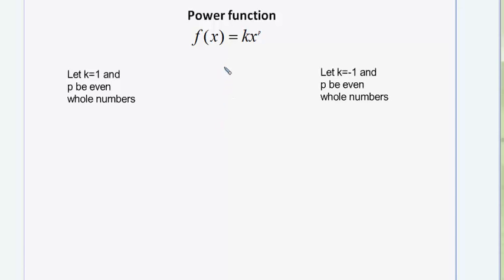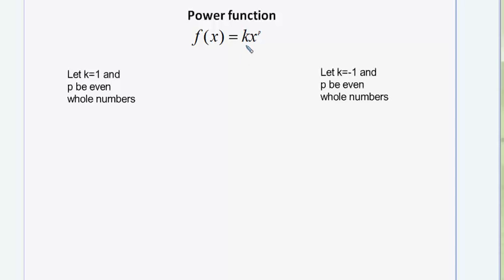In this video, we're going to look at a family of functions called power functions. Power functions are of the form f of x equals kx to the p, where k is some non-zero constant and p is a real number. I want to look at the four different possibilities for the end behavior or long-run behavior of a power function.